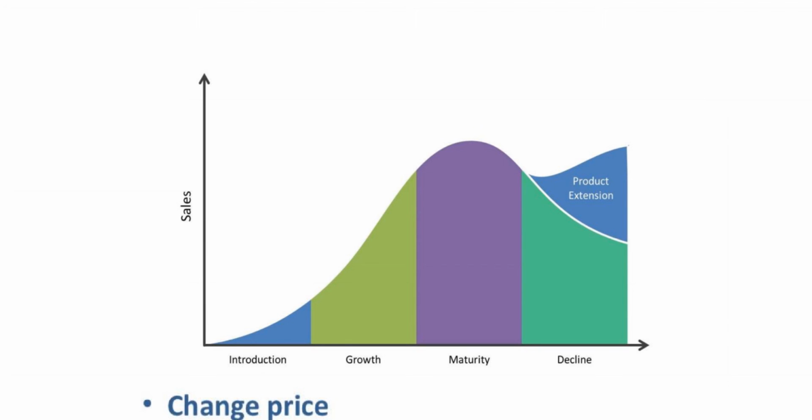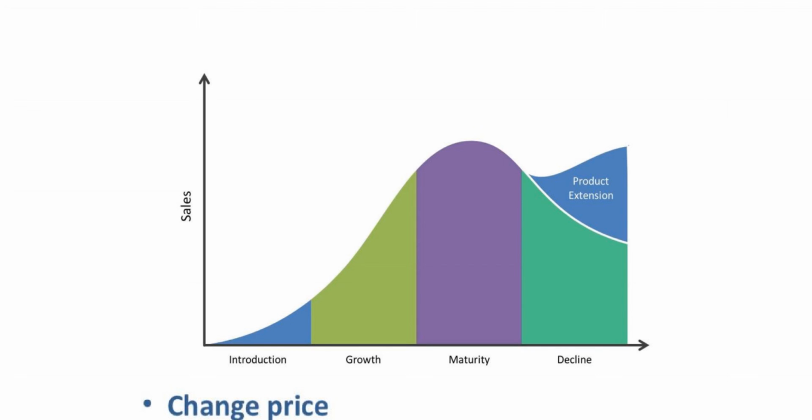Some products have a very short life cycle. If you think about trends and fashions, their introduction will be sharp and the growth will be fast, but once they hit maturity, it'll be quite short and it'll hit decline straight away.